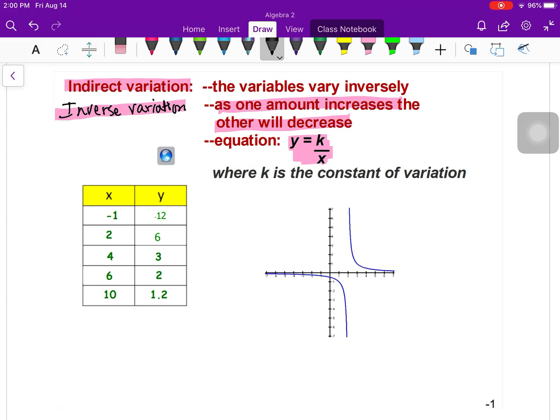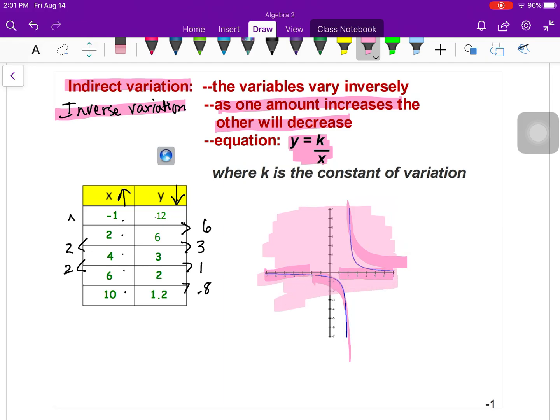In a table, this is what indirect variation looks like. Here it looks like we're increasing x by 2, and my x's are increasing while my y's are decreasing. Decreasing by 3, decreasing by 1, decreasing by 0.8, decreasing by 6. So as x's increase, y's are decreasing. Graphically, as my x's increase, these y's are decreasing. As these x's increase, these y's are falling. So this is an indirect variation.